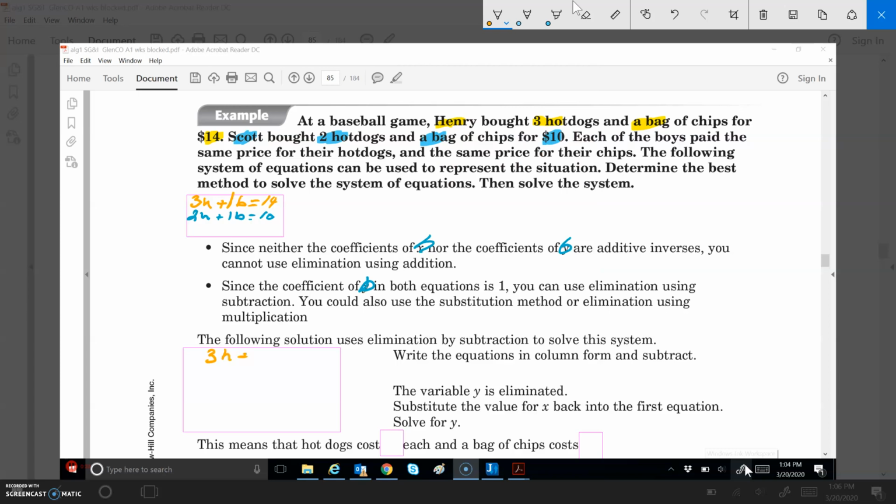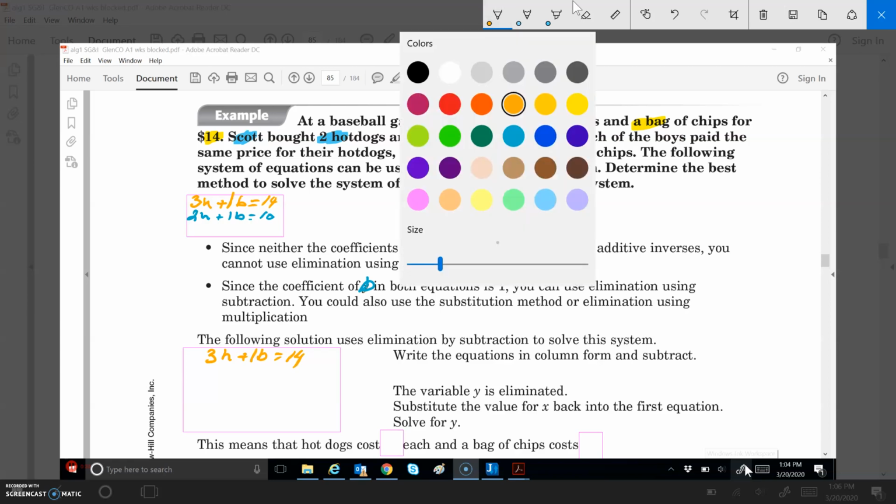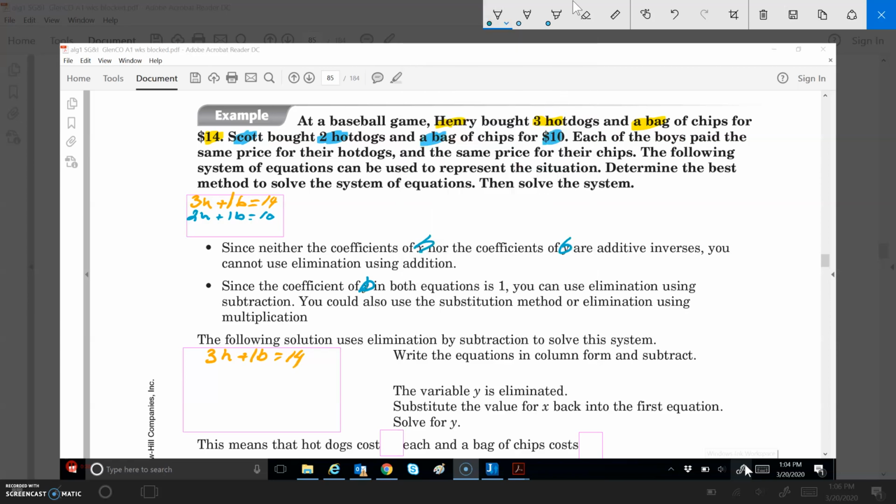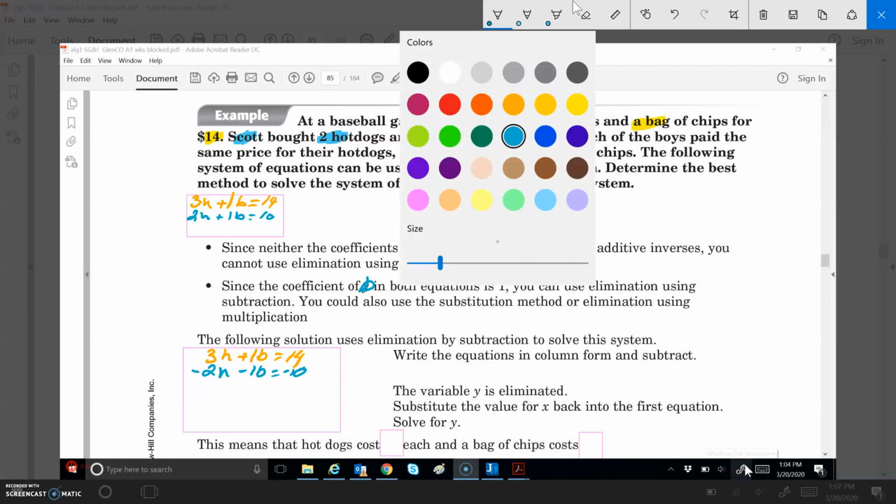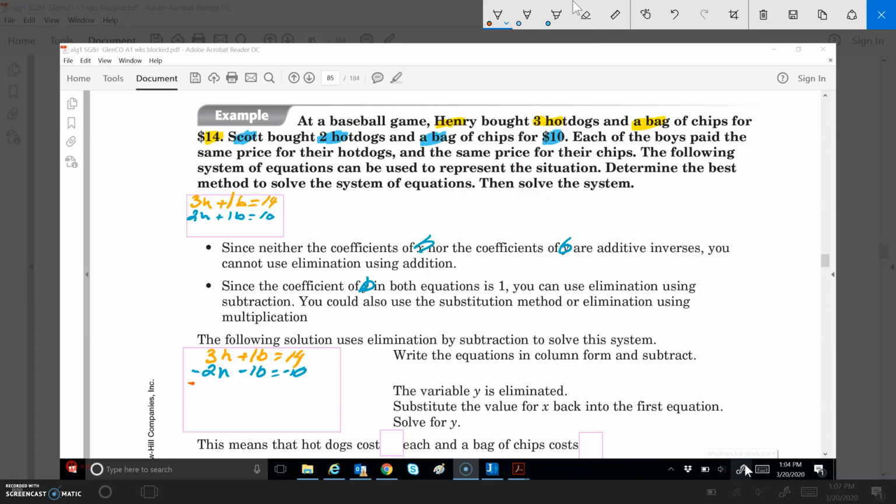3H plus 1B equals 14. And let's make this bottom one, so they say we're going to minus or subtraction. Let's make them opposite signs. 2H minus 2H minus 1B equals negative 10. Alright. So now let's eliminate. Well, the B's eliminate. 3 minus 2 is 1. 1H equals 14 minus 10 is 4. So hot dogs cost $4.